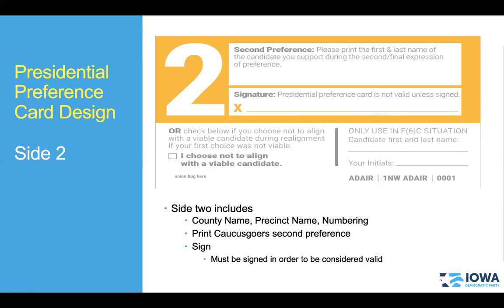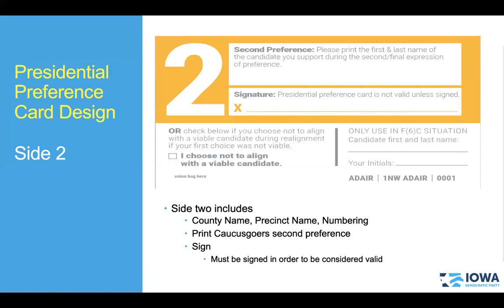Just to the right of that, you will see something that may look a little confusing, but it says only use in F6C situation. So this is meant for, if you remember back in the caucus math section, when there are too many groups that are viable, there are more groups viable than delegates to be awarded.